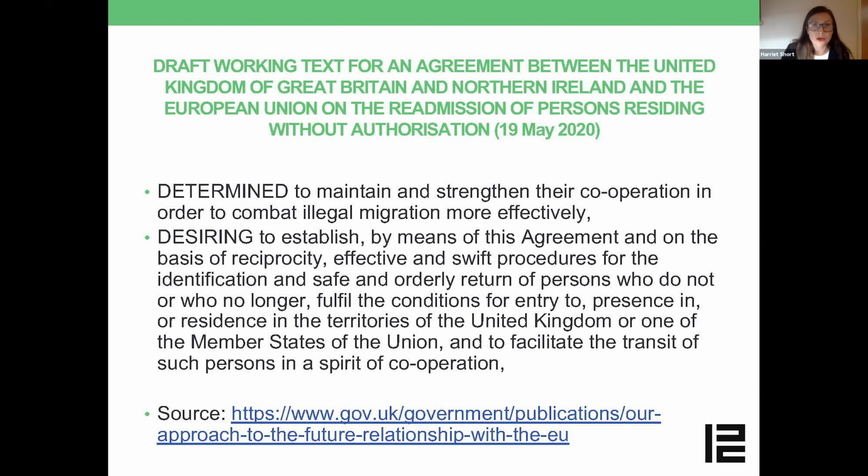Rather than being concerned with assigning responsibility for a person's asylum claim, it sought to establish an effective and swift procedure for the identification and safe and orderly returns. And it lacked, in particular, time limits and procedural protections.